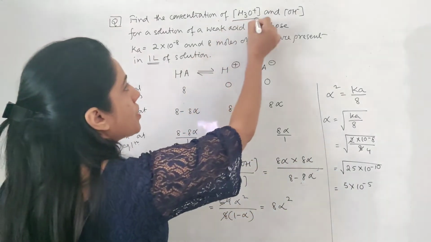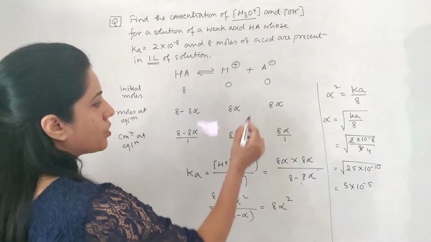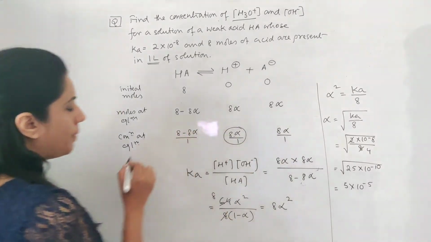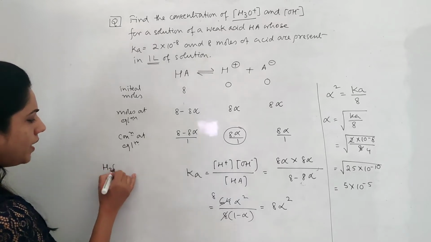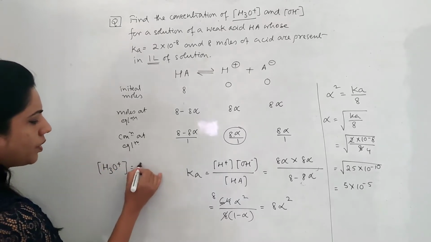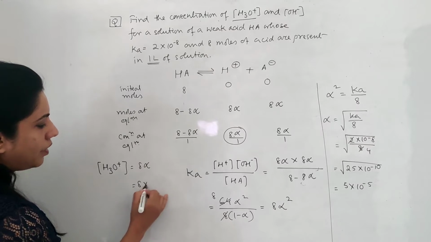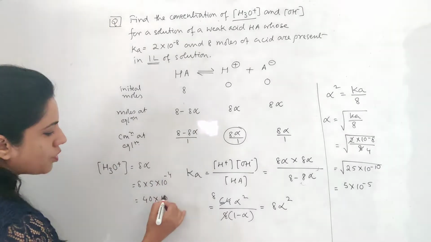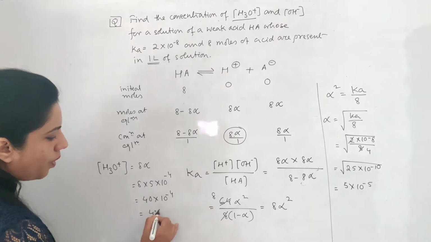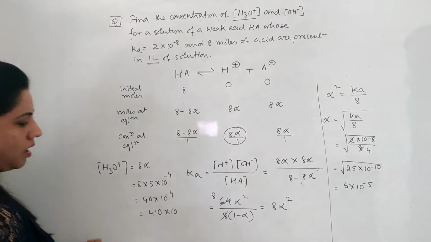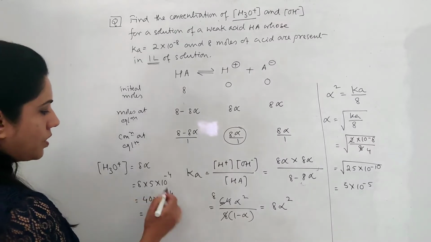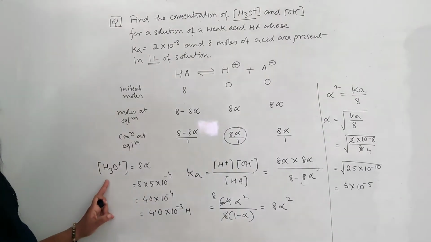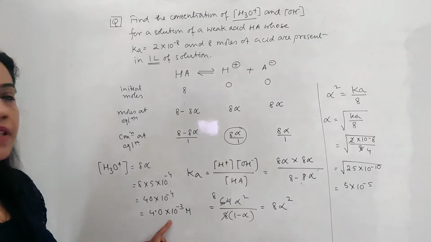What they're asking: concentration of H3O plus. See, what is the concentration of H3O plus? H plus and H3O plus is same. So concentration of H3O plus is 8 alpha. So write it down, concentration of H3O plus is equal to 8 into alpha, 8 into 5 into 10 raised to power minus 4. So this is 40 into 10 raised to power minus 4, or we can say 4.0 into 10 raised to power, we are taking a point out here, minus 3 molar. Concentration of H3O plus is 4 into 10 raised to power minus 3 molar.